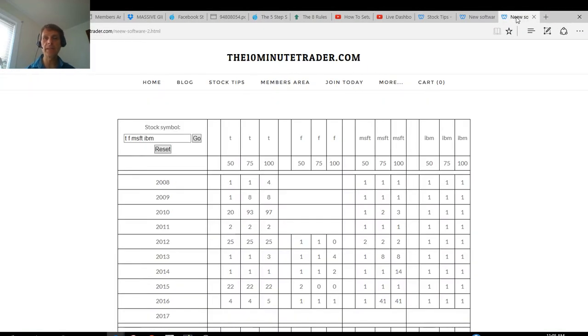Okay. Here's a piece of the software right here. The way to get to that is you actually have to be a paid member of the 10minutetrader.com. Go there, you become a member, and you have access to two pieces of very important software.